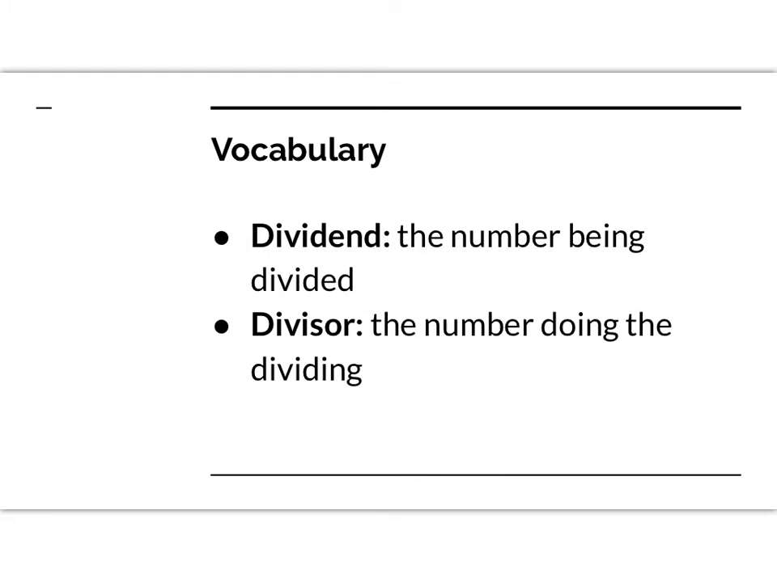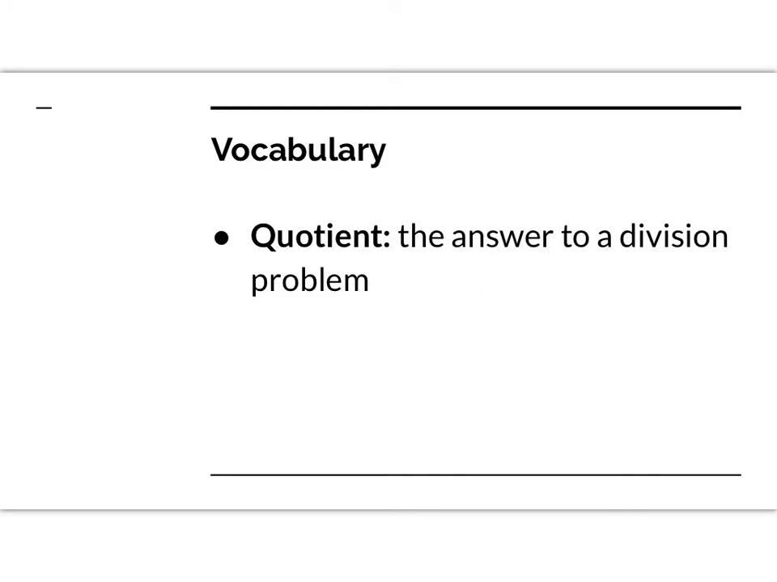Now, this vocabulary is a little specific, so let me be clear. It does make a difference which number is doing the dividing when it comes to division. You can't mix up the numbers. The dividend is the number being divided. The divisor is the one doing the work. The divisor goes into the dividend, and the quotient is the answer.